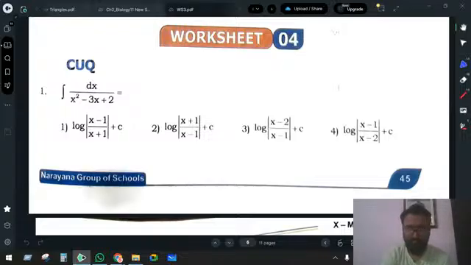Integration of 1 by... speak loudly. Integration of dx by x square minus 3x plus 2. How can you do this problem?